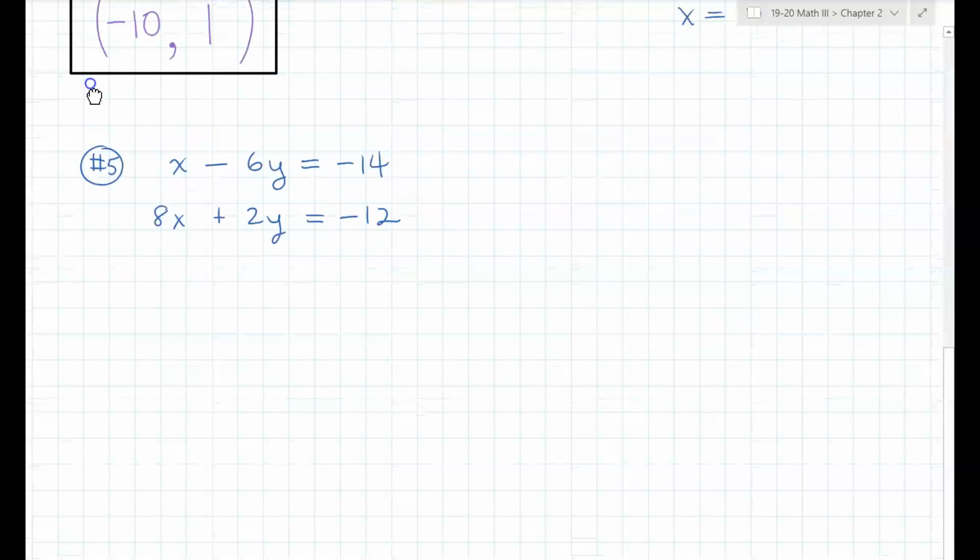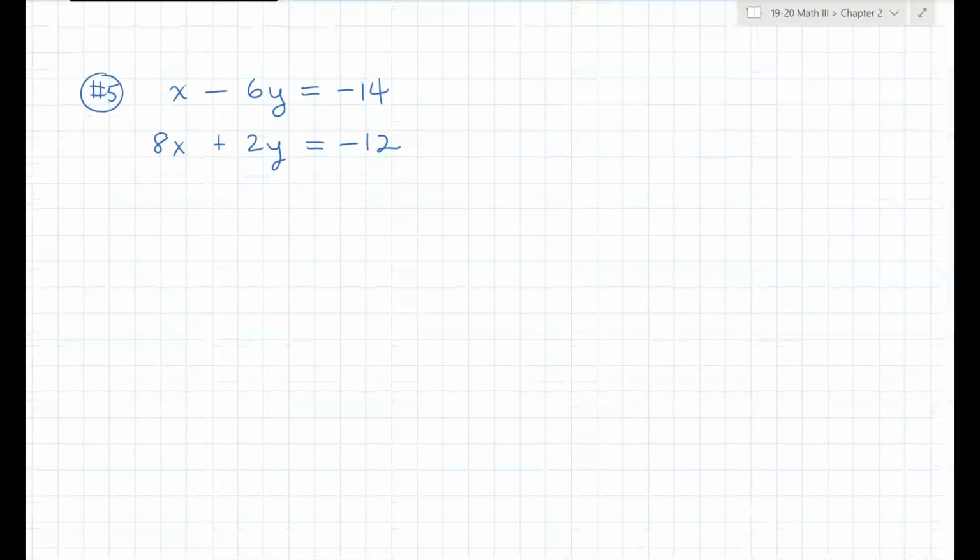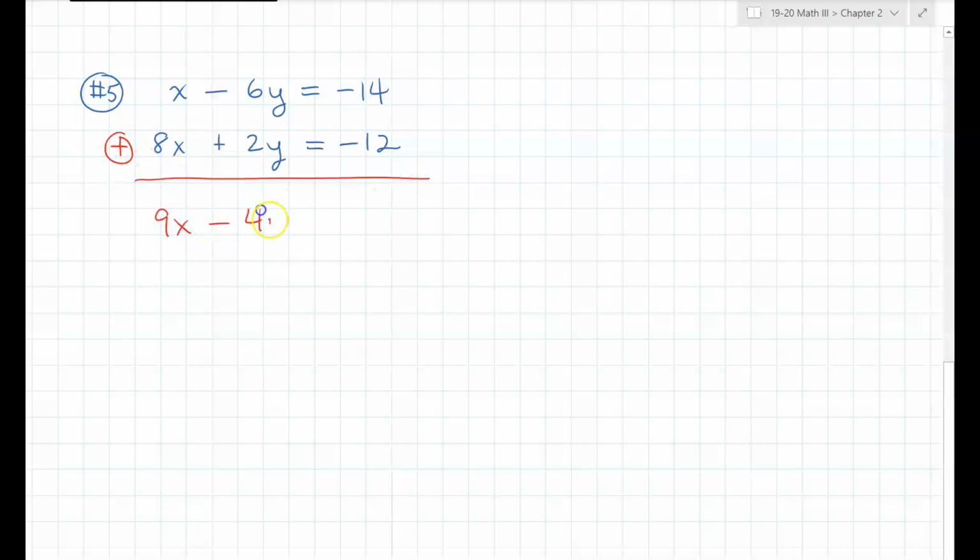Notice number 5. The x on top has a number 1. You can't see it, but it's a 1, and the one on the bottom has an 8. For the y's, there's a 6 and a 2. If I add or subtract, nothing will cancel. Now, don't write this down, okay? Let me just do this really quick. If I add, I get 9x minus 4y equals negative 26. Notice no elimination occurred. By the way, don't write that down. I'm just showing you. No elimination occurs.